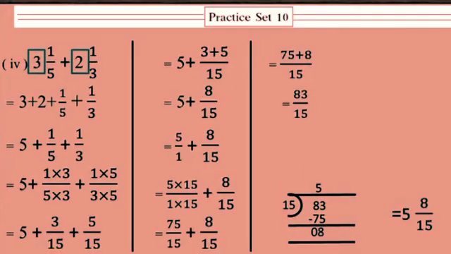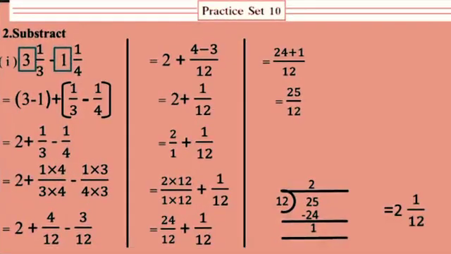So, in front of you, question number 3 is given. Its answer is 7, 12 upon 35. Next question is here. You also solve by yourself and confirm your answers. Now, let us see the subtraction.